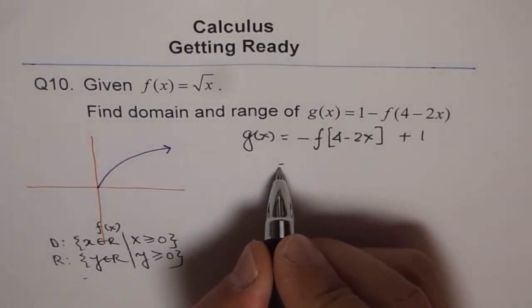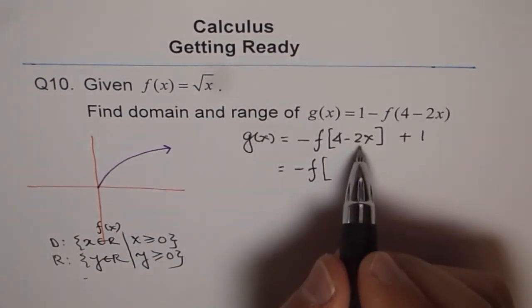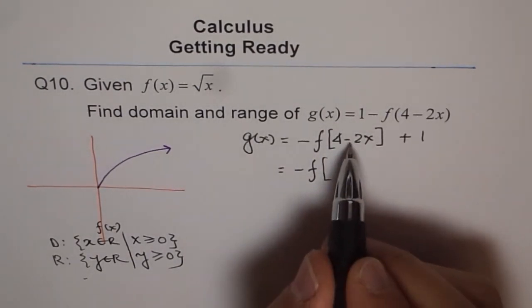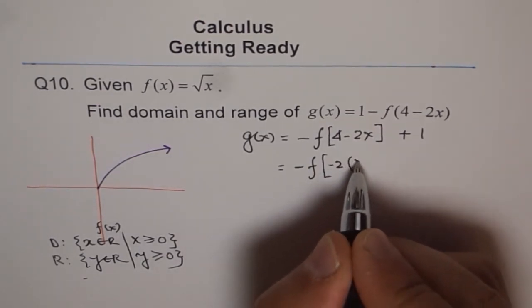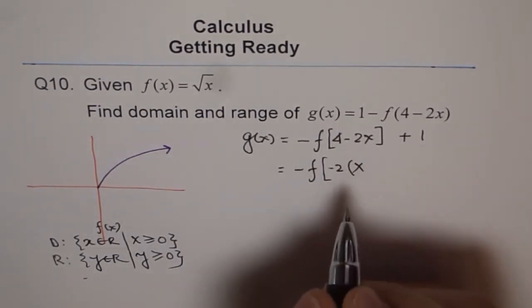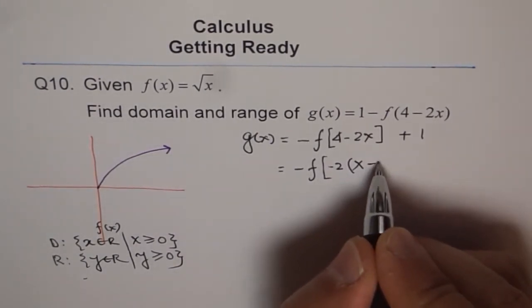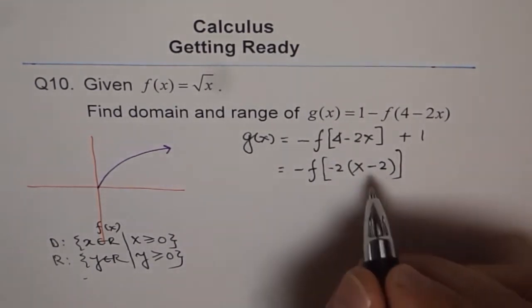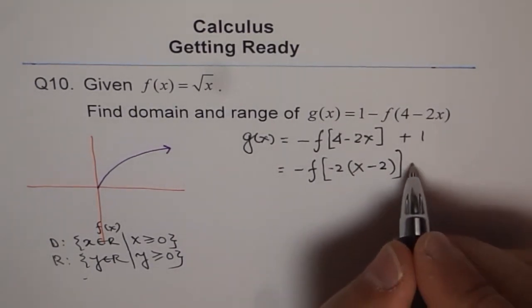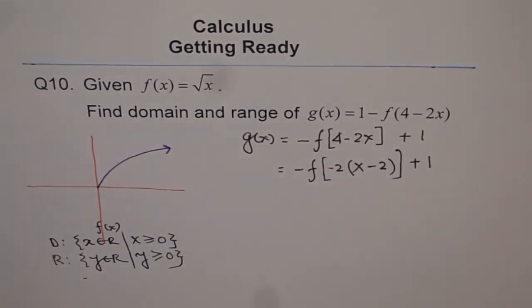So let's do that part. We get minus of f, and we'll factor out what? We should factor out minus 2. Since we always write x first, we'll factor out minus 2, we get x. And when you divide 4 by minus 2, you get minus 2, right? 4 divided by minus 2 is minus 2. So that is what you get, plus 1. So that is the form which you are familiar with.